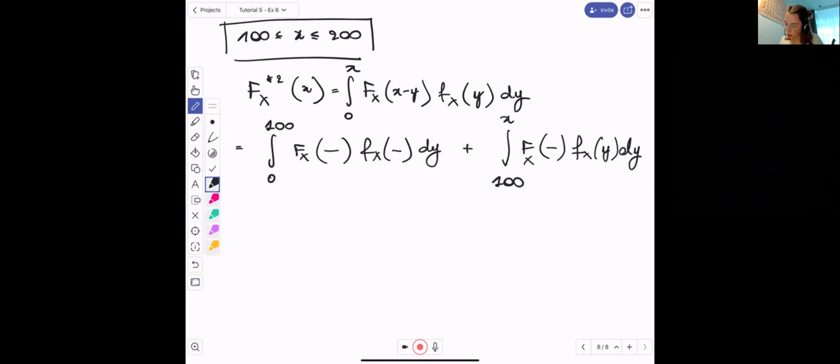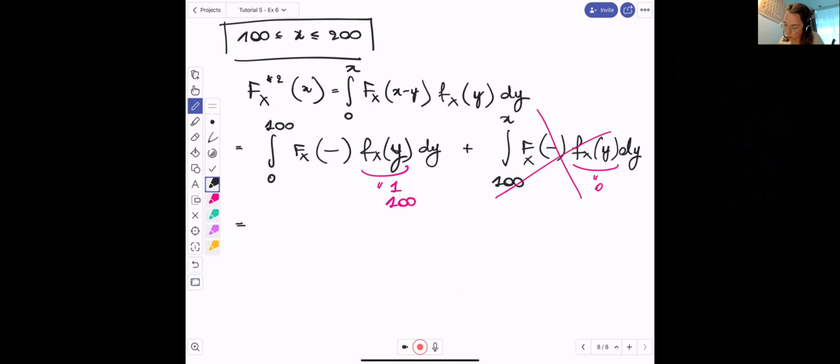Now, what do we know? If y takes values between 0 and 100, we know that the density is equal to 1 over 100. That's what we've seen before. And if y is larger than 100, which is the case in the second part, we know that this takes on a value 0. So in fact, we can just remove the second part of the integral in our convolution.